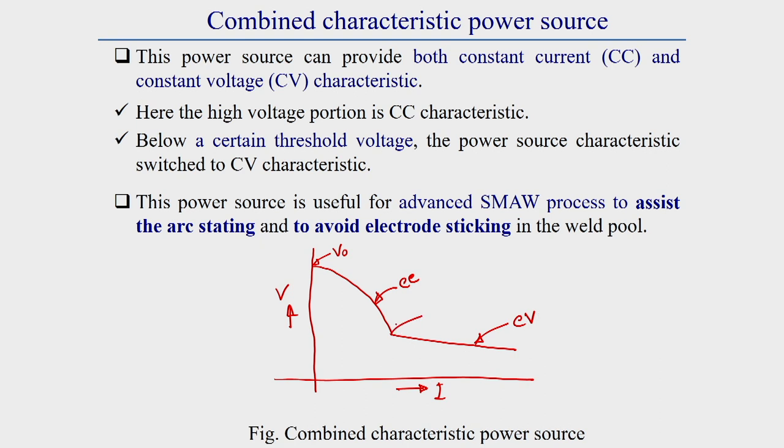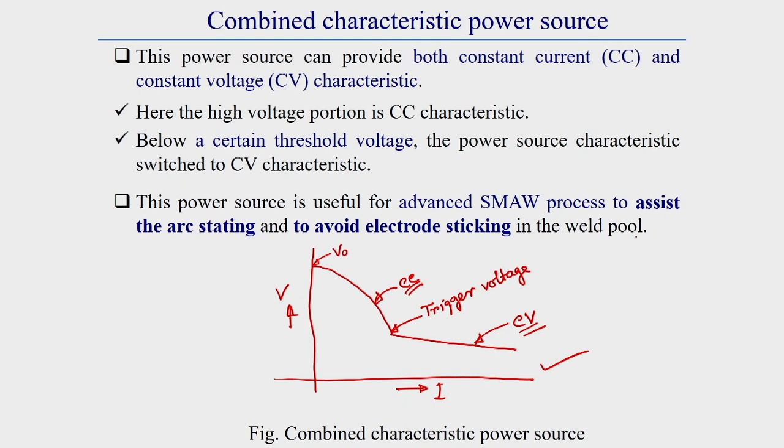Generally below a certain threshold voltage, this voltage is called triggered voltage. The higher voltage portion is constant current characteristics and the lower voltage portion is constant voltage characteristics. That means below a certain threshold value, the power source characteristic switches to constant voltage characteristics. These power sources are useful for advanced shielded metal arc welding or advanced SMAW process. Why? Because they assist the arc starting and avoid electrode sticking in the weld pool.